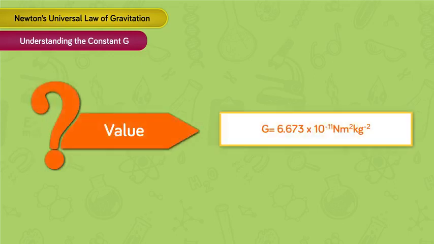Number 3. The value of G. Universal gravitational constant G is equal to 6.673 × 10^-11 N m² kg^-2.